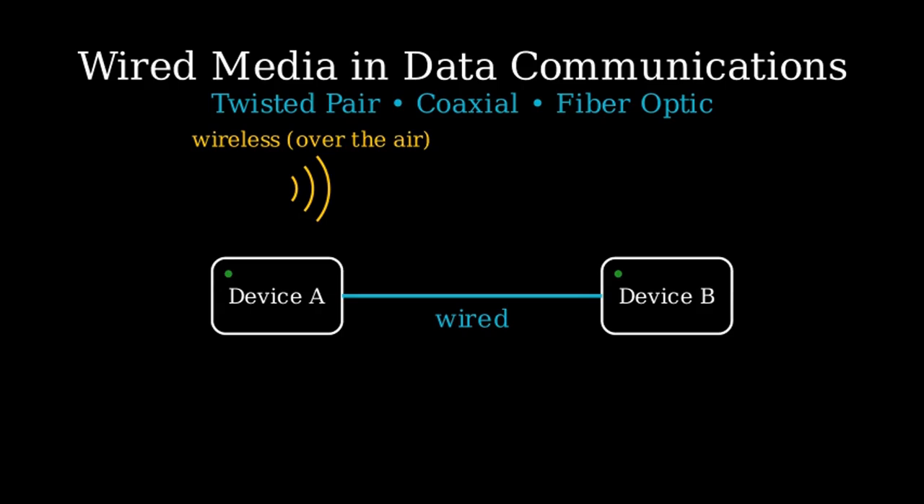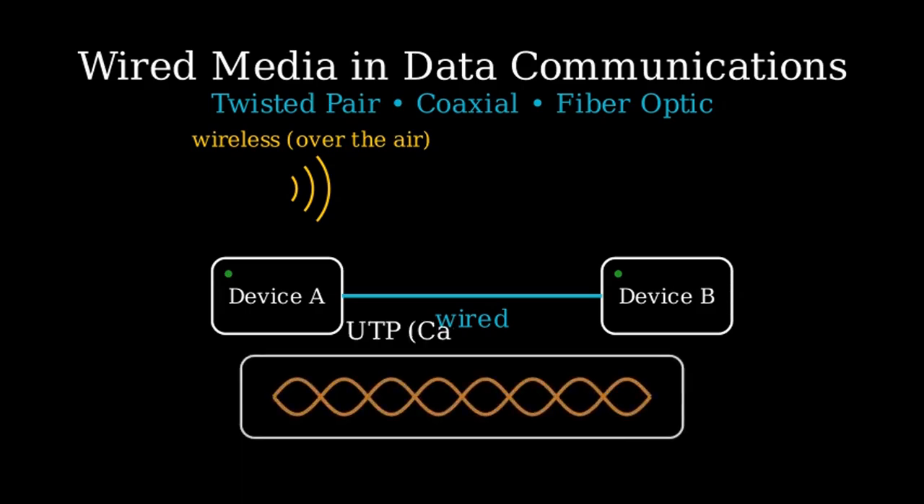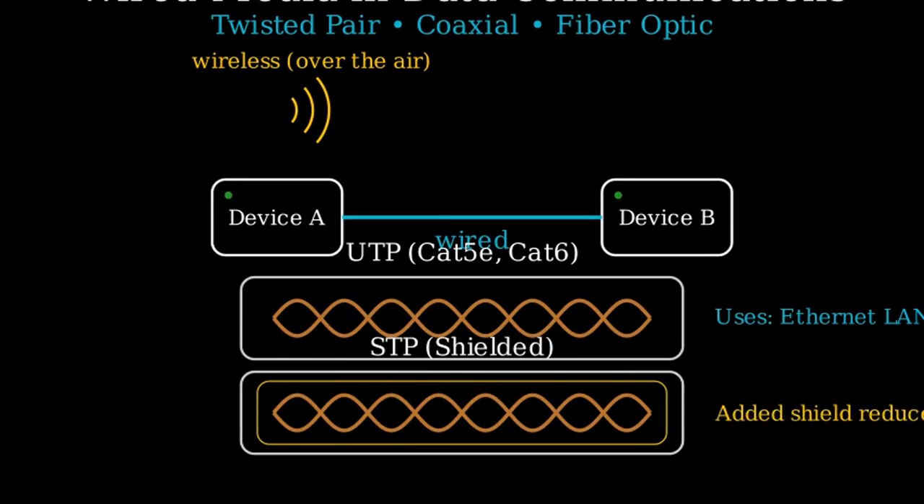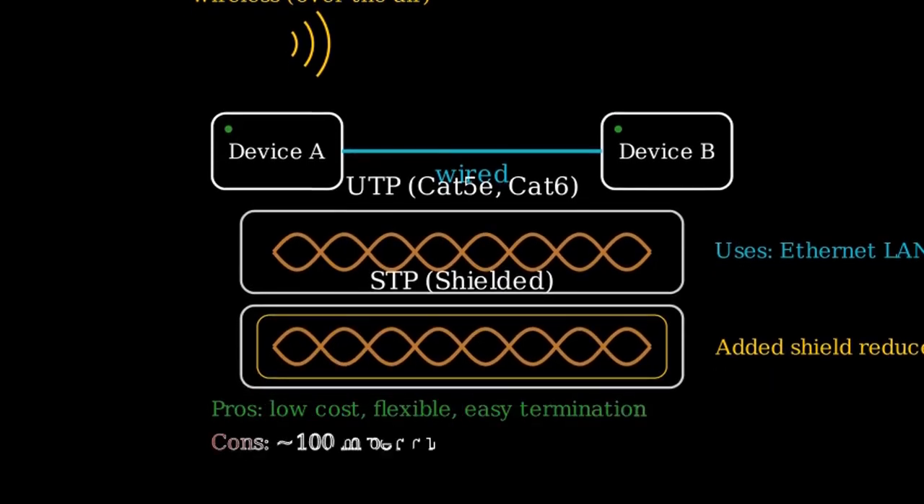Now, the first major type is twisted pair cable. Two insulated copper wires are twisted together to reduce interference. Unshielded twisted pair, like Category 5E or Category 6, is the most common in local networks. Shielded twisted pair adds a foil or braided shield around the pair to resist electromagnetic noise. Twisted pair is inexpensive, flexible, and easy to install, but each run is typically limited to about 100 meters.